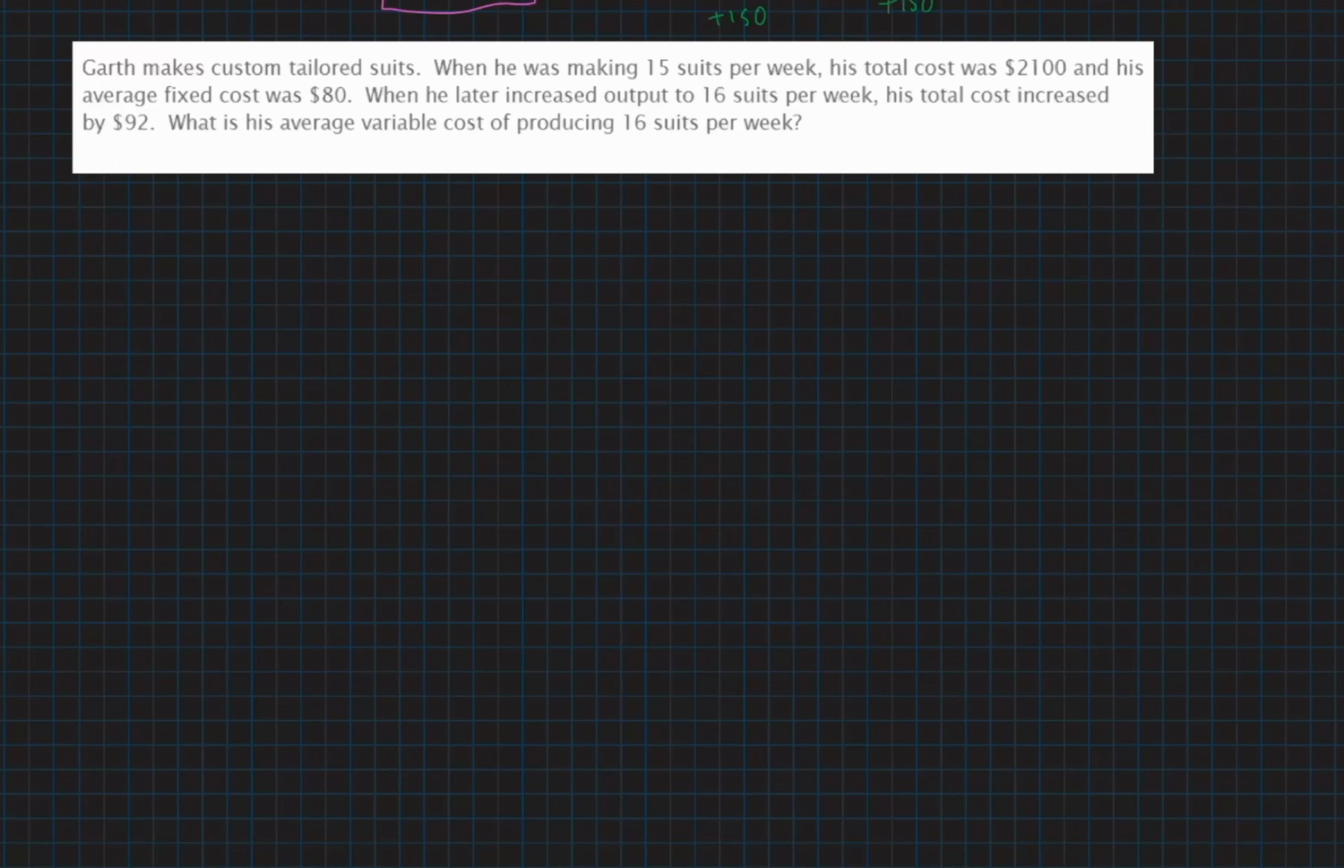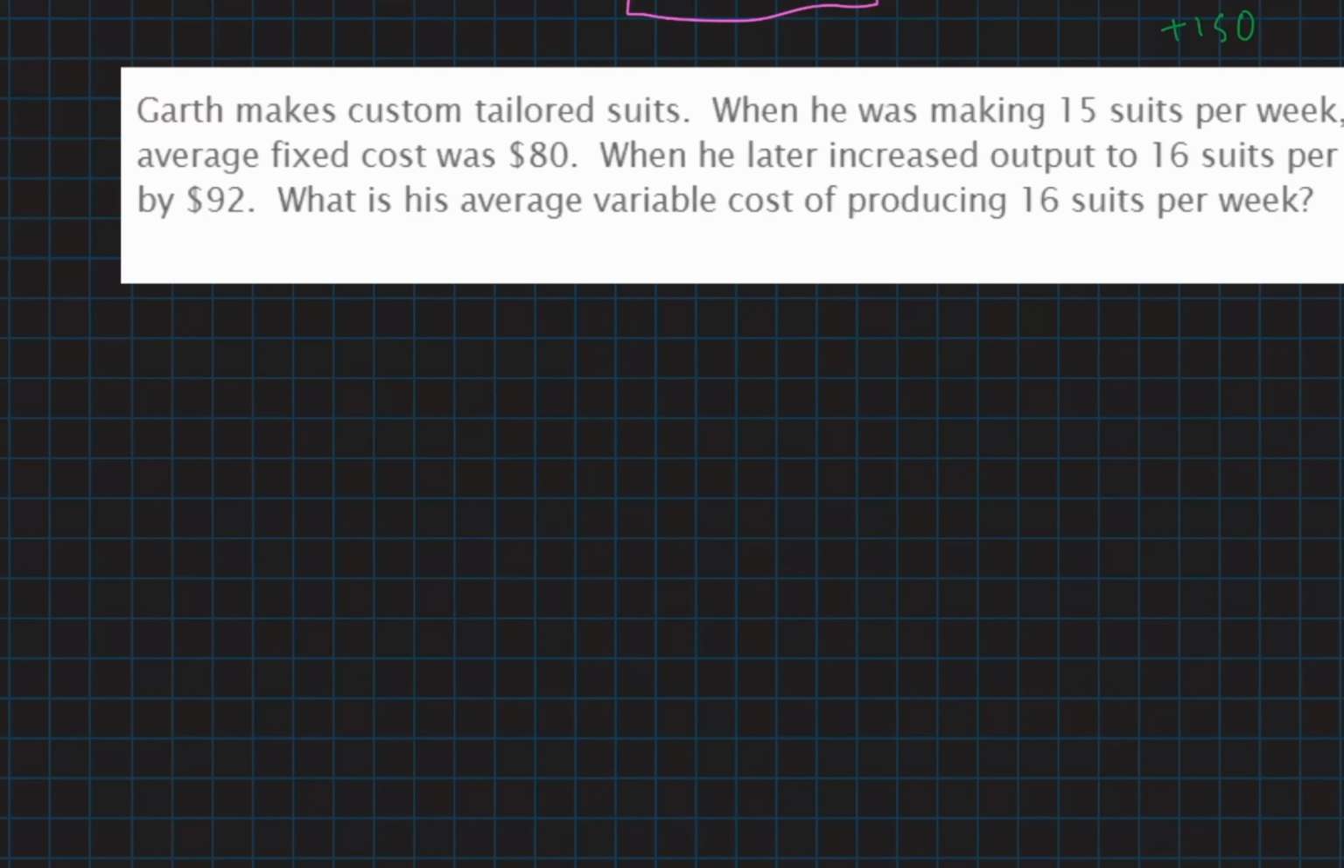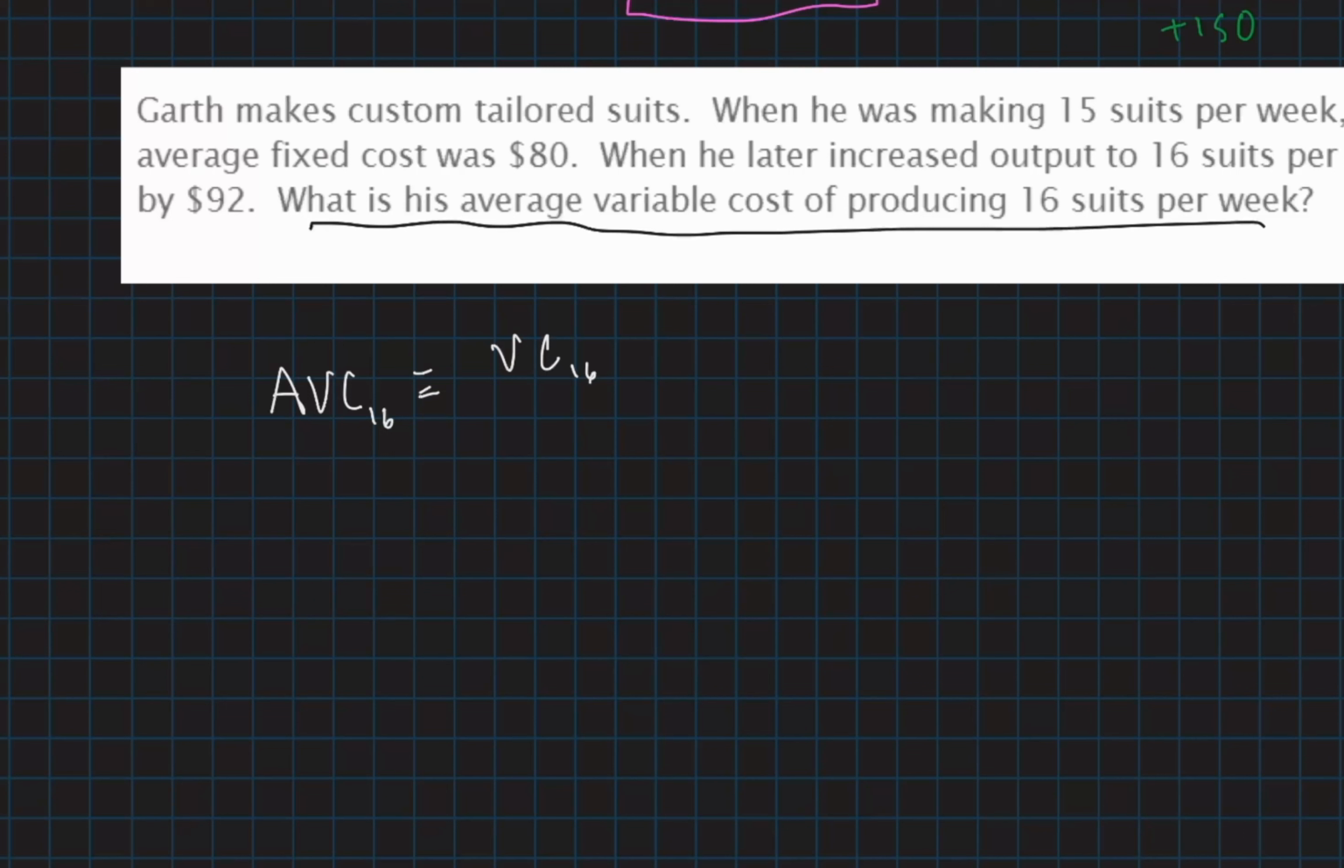So, like I said, I approach it very similarly. What do I want? I want to know the average variable cost of producing 16 suits per week. So I'm going to write that down. Average variable cost of 16. What equation is that? Variable cost of 16 divided by quantity. We don't know what the average variable cost is, but we know what the quantity is, so we can plug that in already. So this is equal to 16.